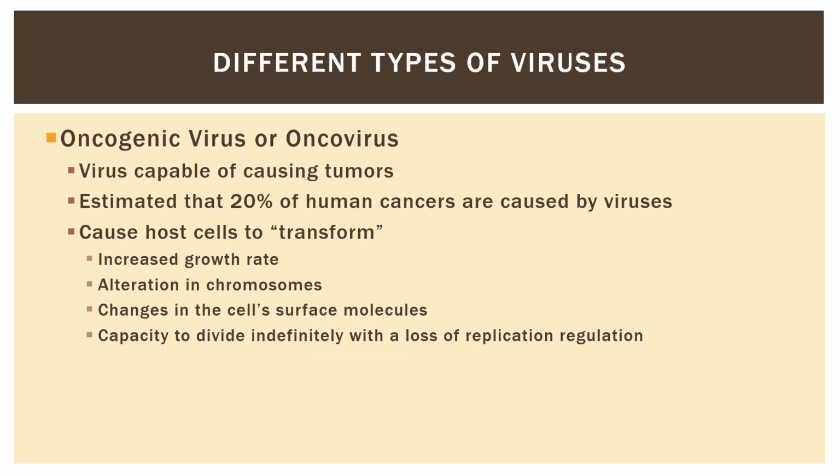The third type of virus is an oncogenic virus or an oncovirus. These are viruses that are going to be linked to cancer. So it is estimated, and this is a pretty high estimation, that 20% of human cancers are caused by viruses. What it does is it causes the host cell to transform and has all these different changes, increased growth rate, alteration in the chromosomes, changes in the cell's surface molecules, and the capacity to divide indefinitely, which is all definitions of cancerous cells. So some examples: HPV, hepatitis in the liver, which can cause liver cancer.